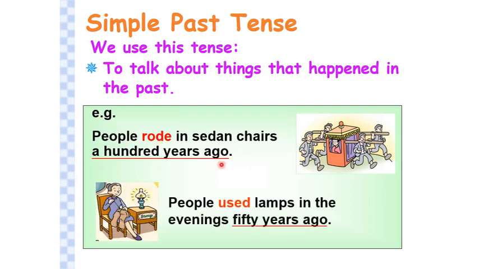Another example is, people used lamps in the evenings 50 years ago. Now as I said, we are going to use the second form of verb, used, and then of course the indicator phrase, 50 years ago. So this sentence tells us that it has happened in the past.